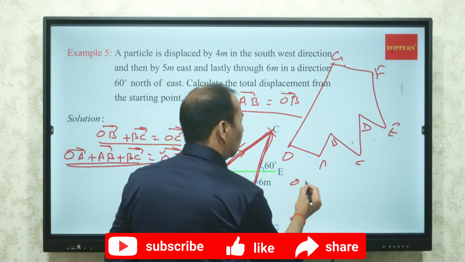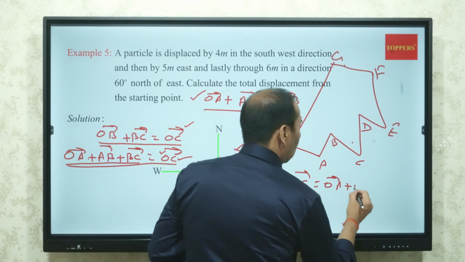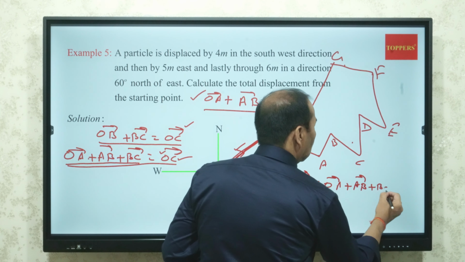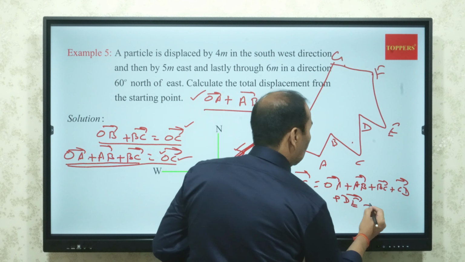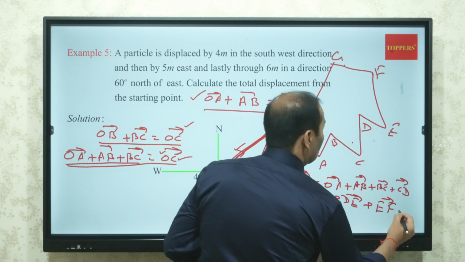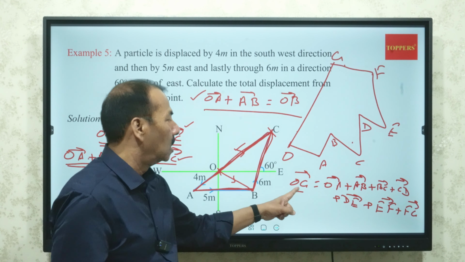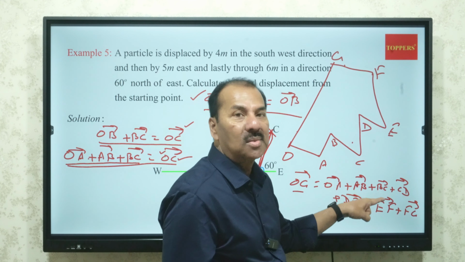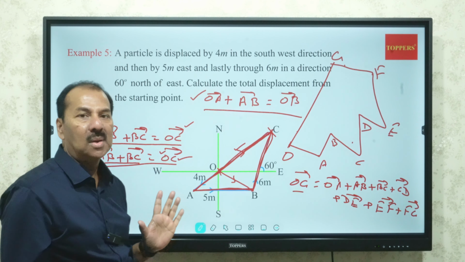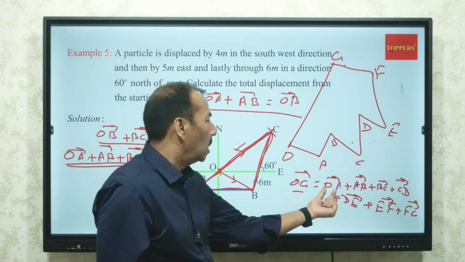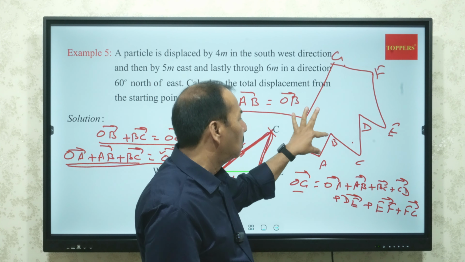Directly we will write OG is equal to OA plus AB plus BC plus CD plus DE plus EF and plus FG. This is OA, sorry, OG. So OG is equal to the sum of all the vectors in between, in between means from the initial to the final points. Now OA is the position vector of this, AB is the position vector of this.